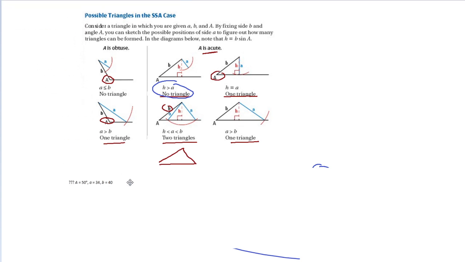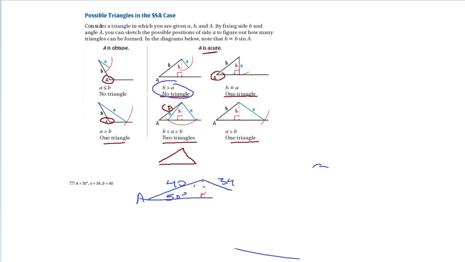We have another possibility. So let's say the angle given of a possible triangle is 50 degrees. So this is going to be 50 degrees. That's going to be A right here. The opposite side is 34, and this side over here is 40. So how many solutions does it have? Or how many triangles can we make with this? Well, first I need to find out what this height is. That's going to be the biggest thing.